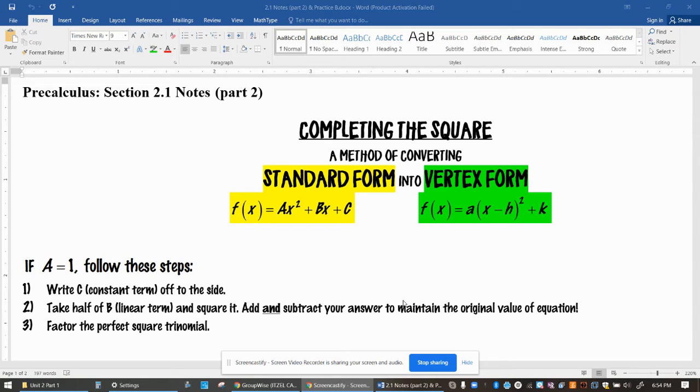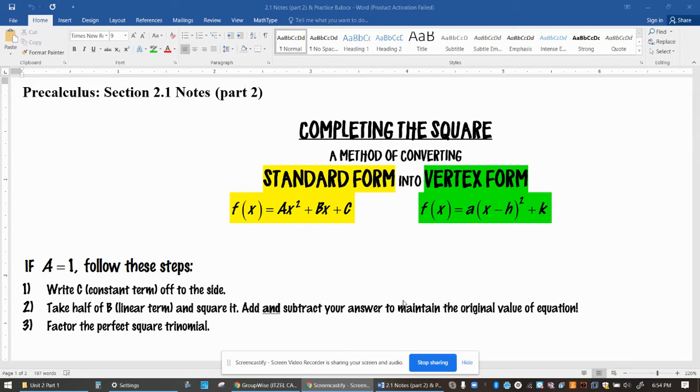So even though you're supposed to be doing this without a calculator, you can check your answers while you're doing your homework by graphing both of the equations, the original one that I give you and the one that you found. So keep that in mind.